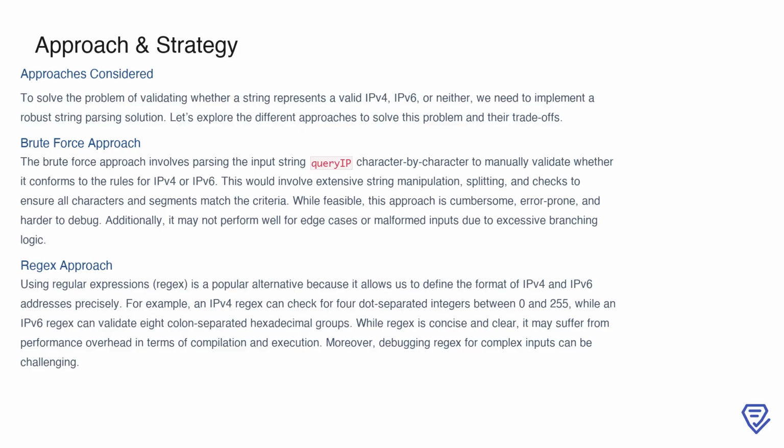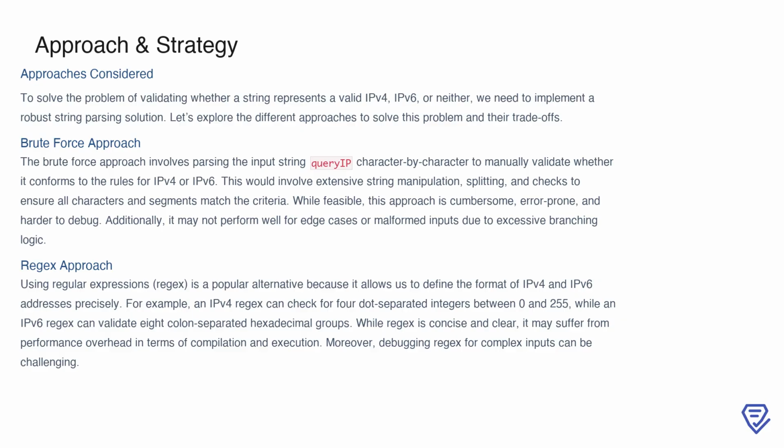To address the challenge of validating whether a string represents a valid IPv4, IPv6, or Neither, we need a reliable and robust string parsing solution. Let's first consider the brute force approach. This method involves manually parsing the input string character by character to validate whether it adheres to the rules for IPv4 or IPv6. While this approach is straightforward and directly tackles the problem, it comes with significant downsides. It requires extensive string manipulation and splitting, making it cumbersome to implement and debug. Additionally, such a method involves a lot of branching logic, which can negatively impact performance, especially when handling edge cases or malformed inputs.